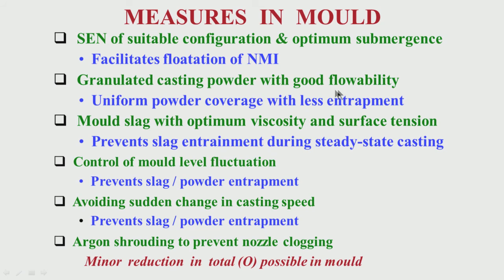Then, granulated casting powder with good flowability. I have told you that powder is used for lubrication in the mold, which will get molten and generate slag. But what should be the powder? It should be granulated, it is not just powder; for good flowability it is granulated casting powder, not just normal powder. Granules are formed from the powder. By melting we get granules, so we have good flowability, this is very important. So, this gives uniform powder coverage.